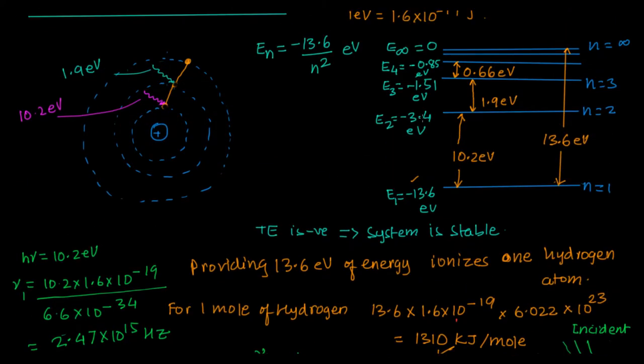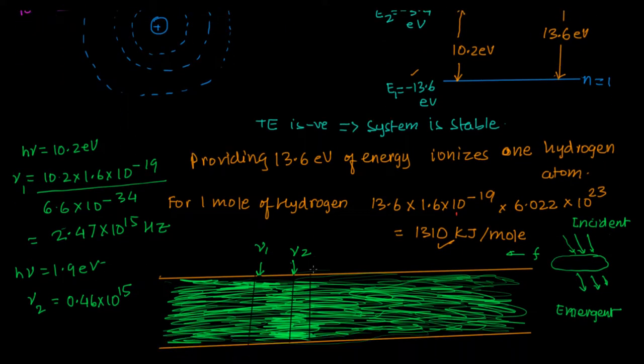The next transition is of how much? It was only 0.66, about one third of that. So nu 3 is only about one third of this, somewhere around 0.66, so the frequency corresponding to it is approximately 0.15 into 10 to the power 15. So corresponding to this, this will also go vanishing.